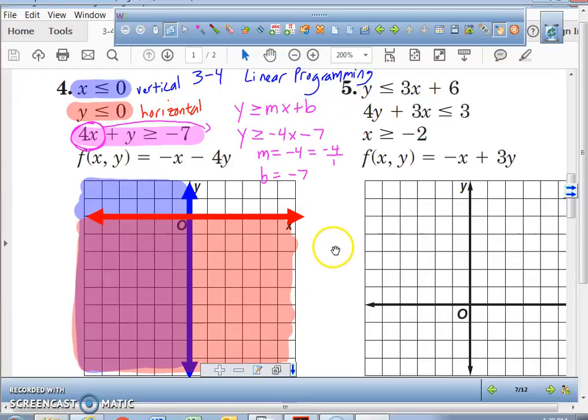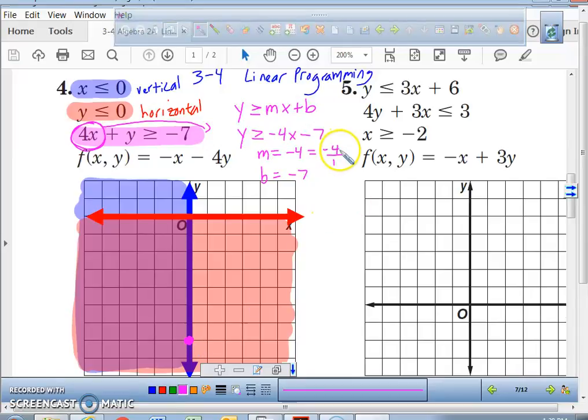So, when we're graphing this, where are we going to start? We're going to start at the negative 7. We're going to put a point right here at negative 7. 1, 2, 3, 4, 5, 6, 7. Put a big old point right there. That's my y-intercept. We're going to go down 4 units and over 1 to the right.